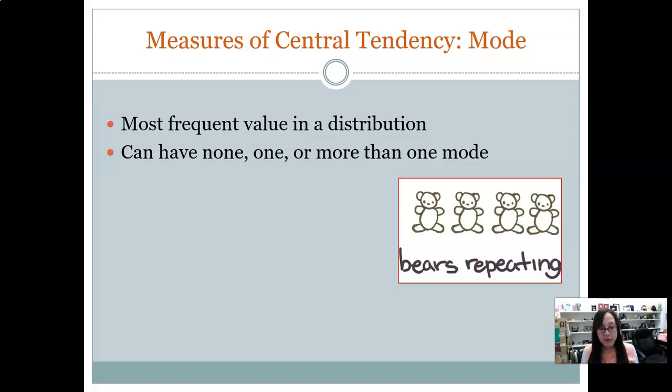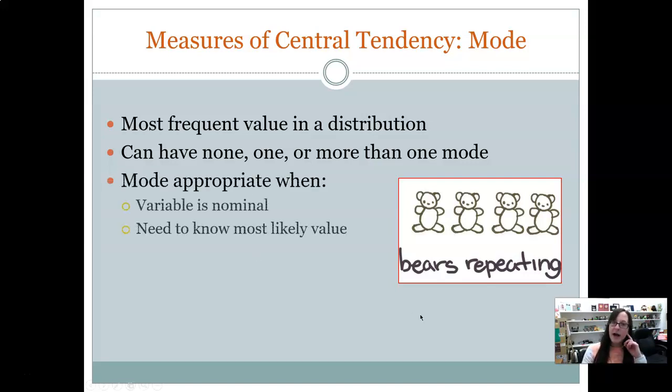Or you can have one mode, meaning unimodal, so there's one that is the most common value, or you can have more than one mode. You can have it bimodal if you have two modes, or trimodal if you have three, or multimodal. But the mode is the only measure of central tendency that's available for a nominal level variable. So it's definitely appropriate when you have a nominal level variable. It's the only thing you can use with a nominal level variable.